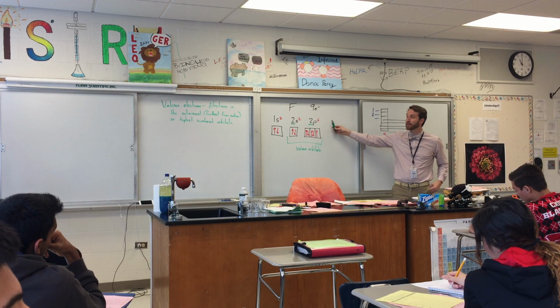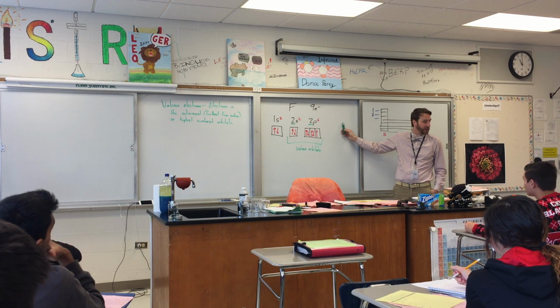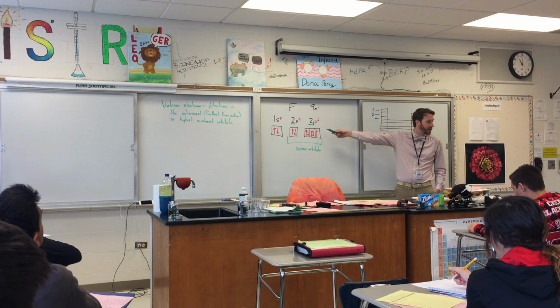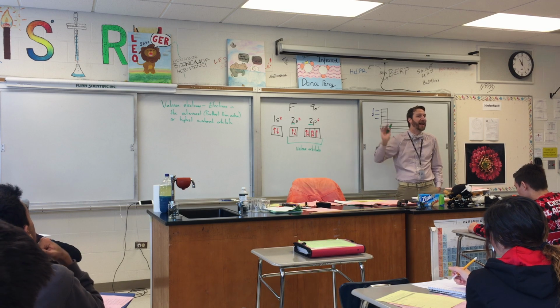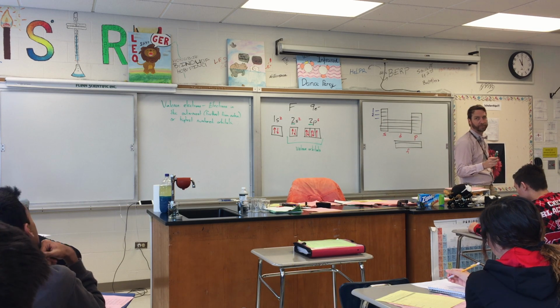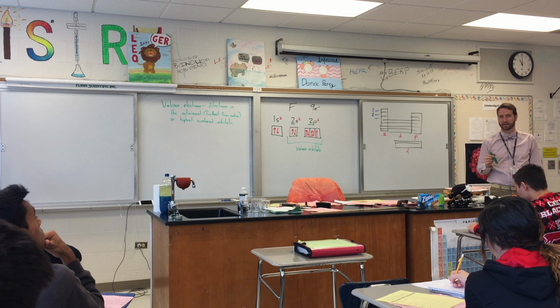If I was talking about an element that had 3s and 3p electrons, the 2s and 2p are not going to be its valence, right? It's whatever ones have the highest numbers in front of them. Does that make sense? Question?